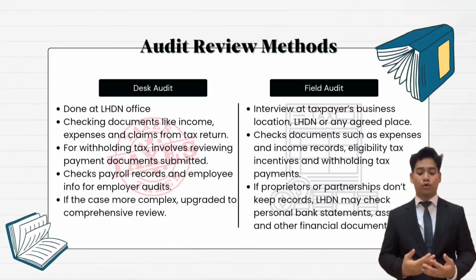If the case is more complex, it is upgraded to a comprehensive review or field audit. So field audit is an interview at the taxpayer's business location, LHDN office, or any agreed place. It checks documents such as expenses and income records, eligibility for tax incentives, and withholding tax payments. If proprietors and partnerships don't keep records, LHDN may check personal bank statements, asset lists, and other related documents.